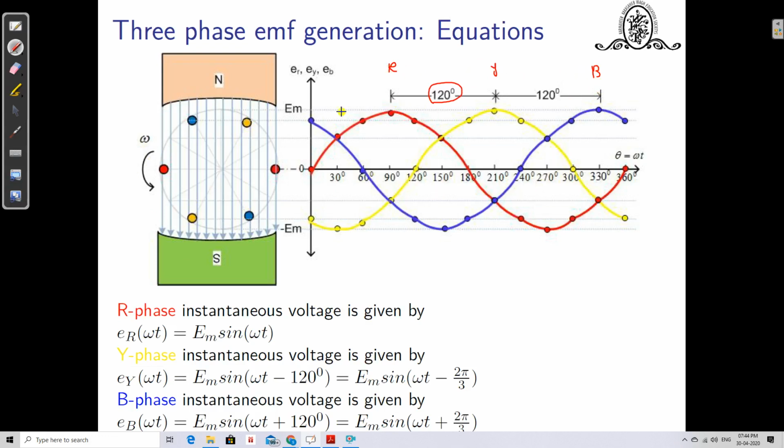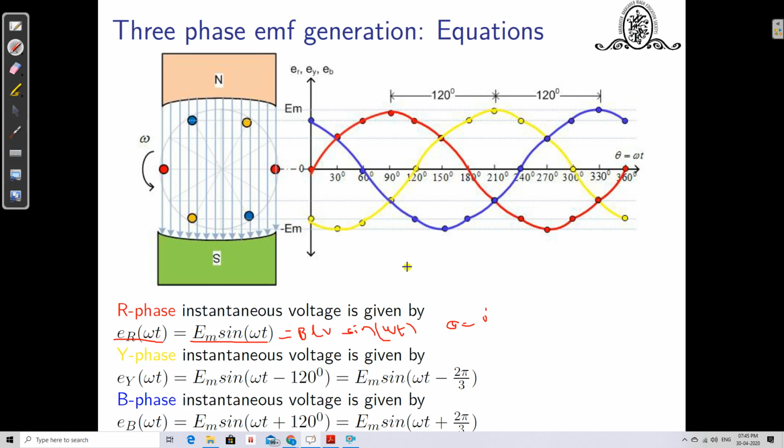So let us write down the EMF equations for this. First we will write down the EMF equation for the R phase. The R phase is starting at 0 degree. So the instantaneous value of the R phase voltage is equal to EM sine omega t. And what is this EM? EM is nothing but BLV sine theta, or you can take it as sine omega t. As the R phase is the reference, its phase angle difference theta is equal to 0 degree.